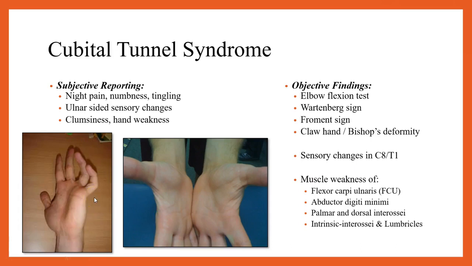Objectively, you're also going to see that the elbow flexion test may be positive. They may have a positive Wartenberg sign or a Froment sign, and they're going to have weakness of the muscles listed here.